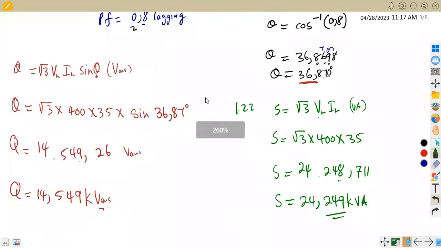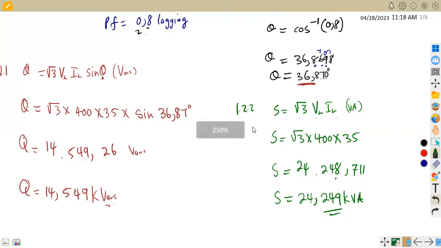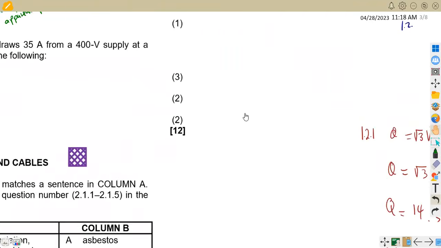If it is true power, it is going to be the square root of 3 times VL times IL times cos of theta, which is measured in watts or kilowatts. But for reactive power, we use sine of theta. For apparent power, we do not have any sine or cosine. We just multiply voltage and current with the square root of 3. That's it. So that was that part of the question. Let's check what we are given on the other part.